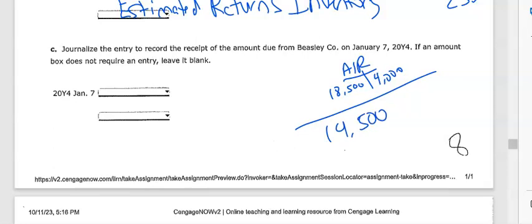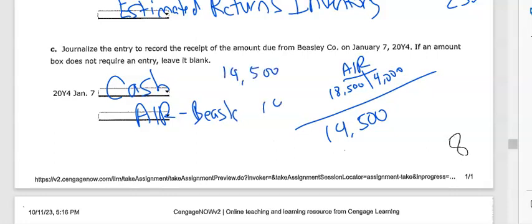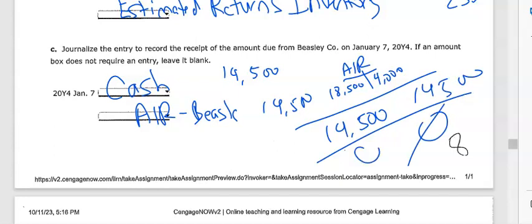If they pay us, we got cash. Get rid of their accounts receivable. That's accounts receivable dash Beasley, and that's $14,500 and $14,500. And that will zero out their account. Actually, I should put it on the left side because it's accounts receivable, a normal debit balance. It means that they don't owe us anymore.